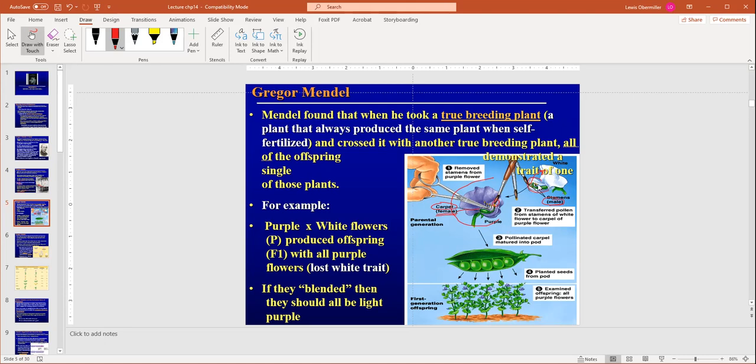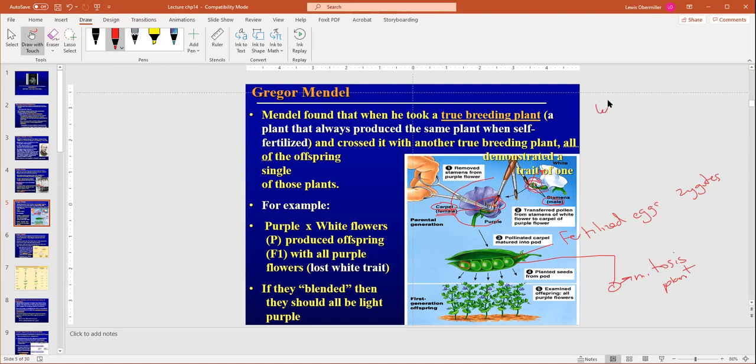So what Mendel had to do is open this up, get pollen off the white flower, put it on the female parts of the purple flower. And then you guys know that seeds are basically fertilized eggs. You know, we call them zygotes. And if you plant a seed, right, it goes through cell division, it goes through mitosis, and it makes a plant.